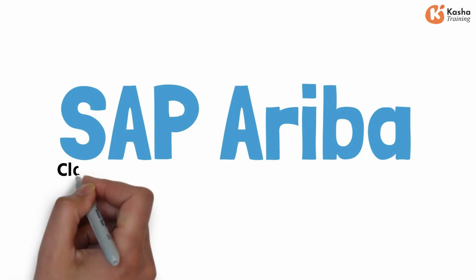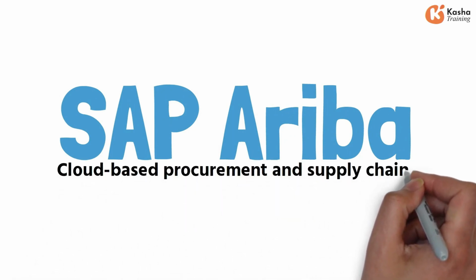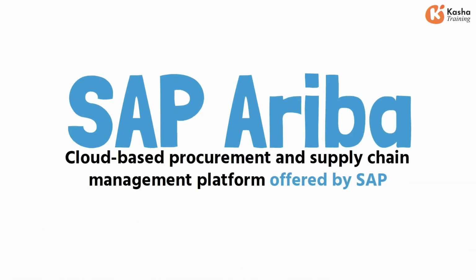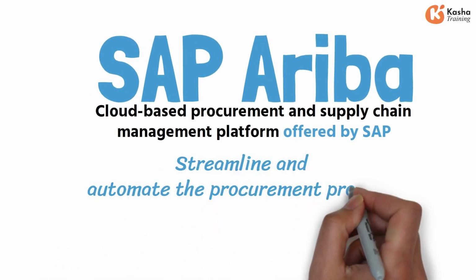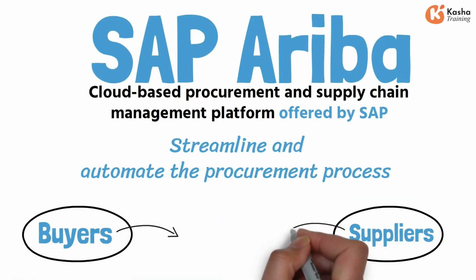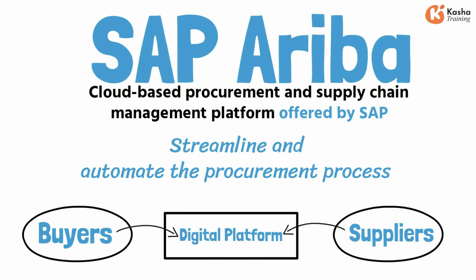SAP Ariba is a cloud-based procurement and supply chain management platform offered by SAP. It is designed to streamline and automate the procurement process, connecting buyers and suppliers on a digital platform. Here are some key features and functionalities of SAP Ariba.